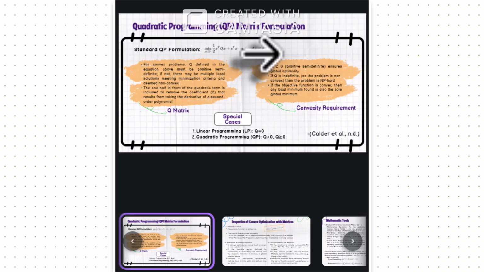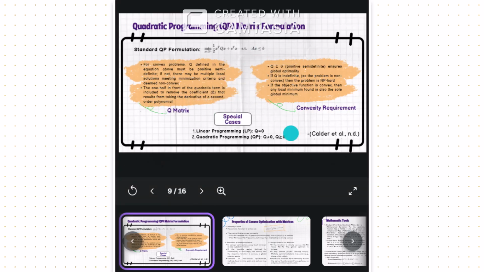So now let's talk about the role of the Q matrix in quadratic programming. The matrix Q captures the curvature of the quadratic term. For the optimization problem to be convex, the matrix Q must be positive semi-definite. This condition ensures that the objective function is bowl-shaped, so any local minimum is guaranteed to be the global minimum. If Q is positive definite, the problem has a unique minimizer. On the other hand, if Q is indefinite, containing both positive and negative eigenvalues, the problem becomes non-convex.